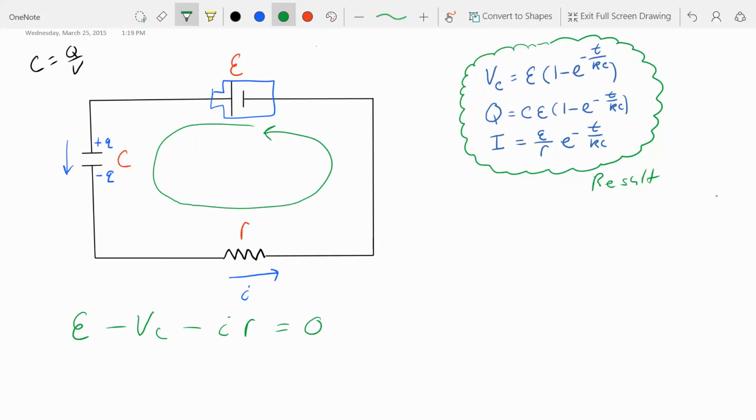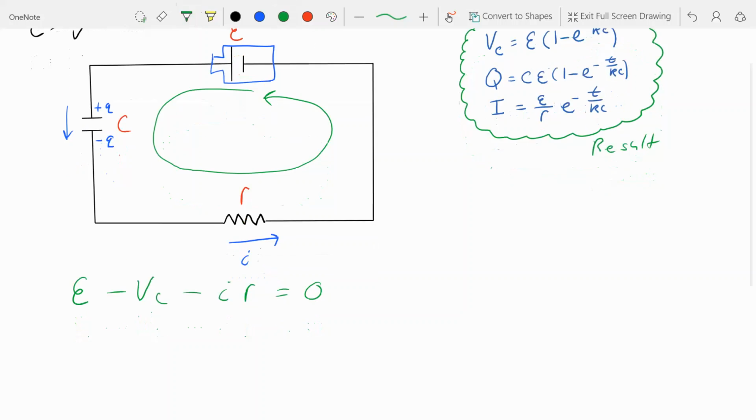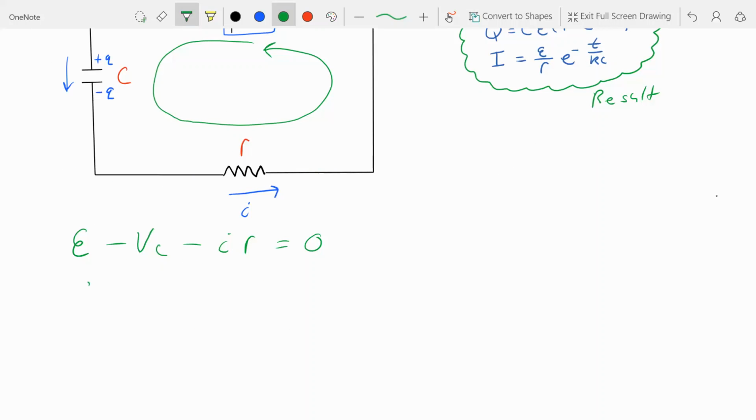Now, I'm using little i here because the current actually changes with time. The current's going to decrease as time goes on. The reason being, it's getting harder and harder to squeeze more charge onto that capacitor. Now, the voltage of the capacitor can be rewritten as Q over C, or I'm going to write it as 1 over C times Q. And the i can be written as dq/dt.